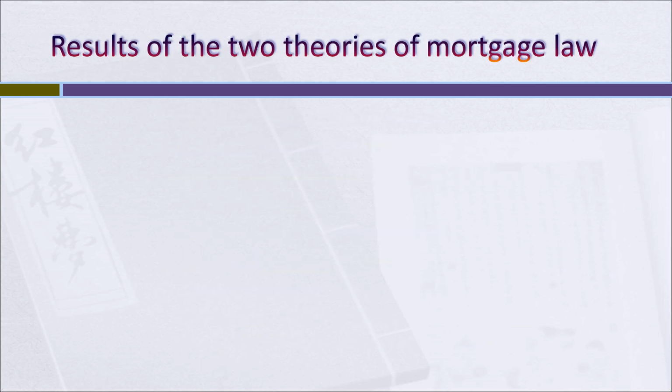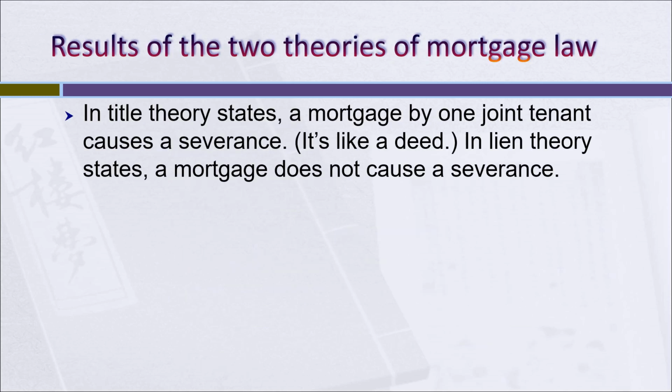Now let's see how these two theories play out. If we're in a title theory state, a state that says a mortgage is like a deed and passes title to the land, then a mortgage by one joint tenant alone will cause a severance, just as a deed would cause a severance. In lien theory states, on the other hand, a mortgage by one joint tenant isn't enough like a deed, and it doesn't cause a severance to occur.